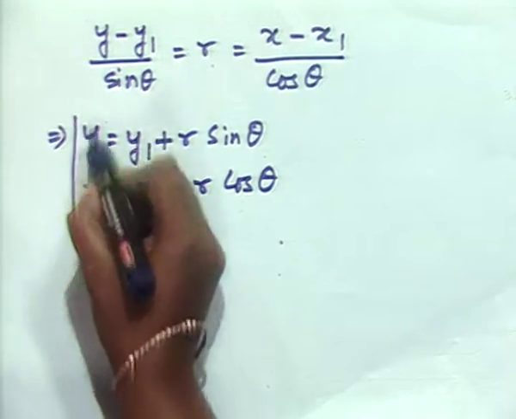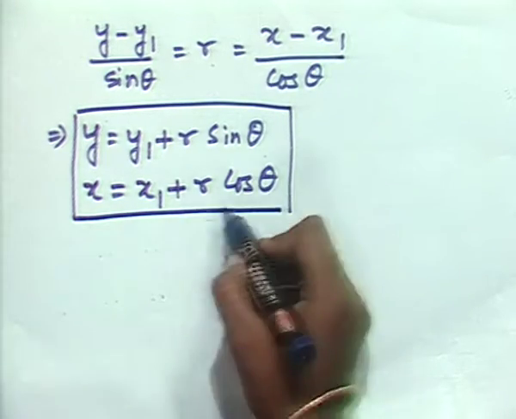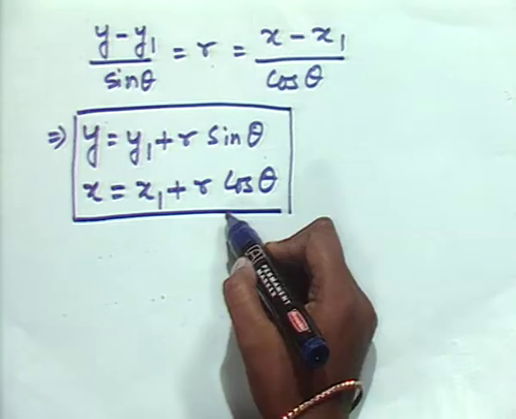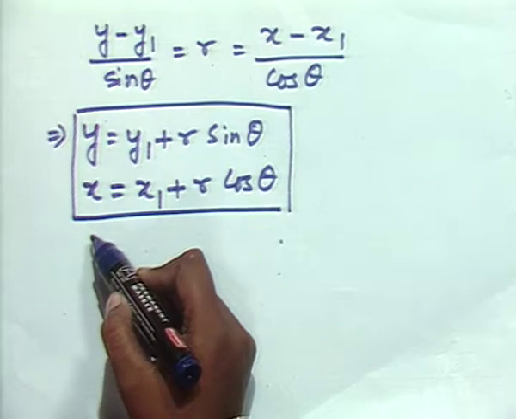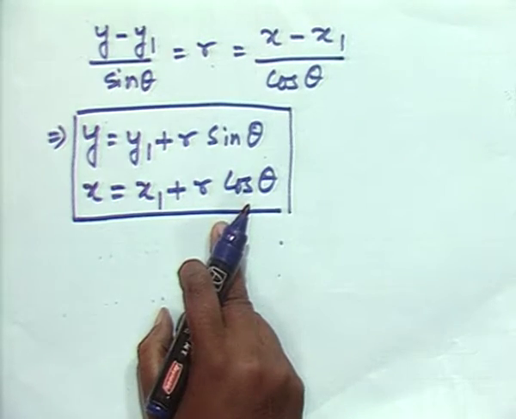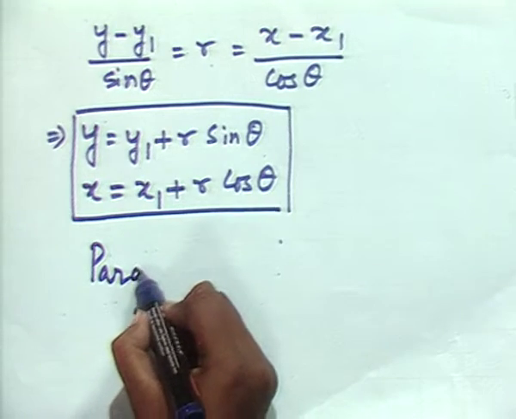Now observe these two equations. They also represent the equation of a straight line. But here x and y are not directly related or connected as in other equations. You are right, but here r is the parameter which relates x and y, and this form of equation is also called parametric form of equation.